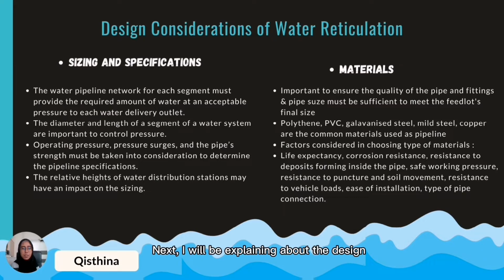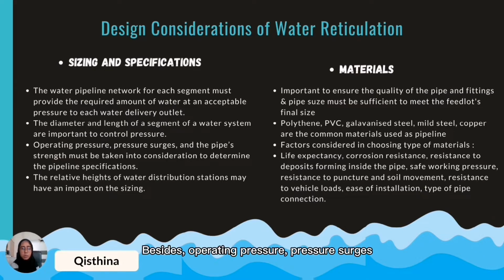Next, I will be explaining about the design consideration of water reticulation system. To ensure the workability and functionability of water reticulation system, some factors must be taken into consideration. Firstly, the sizing and specification of pipeline. The water pipeline network for each segment must provide the required amount of water at an acceptable pressure to each water delivery outlet. Hence, the diameter and length of a segment of water system are important to control the pressure.